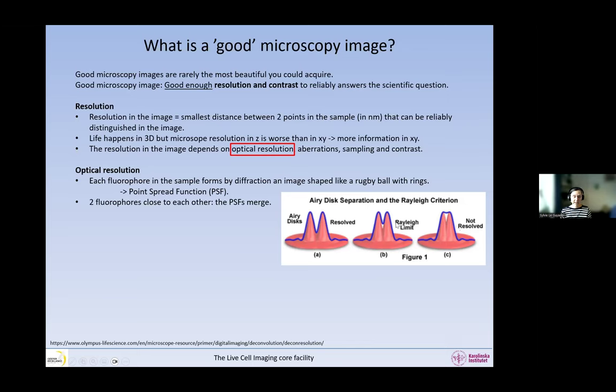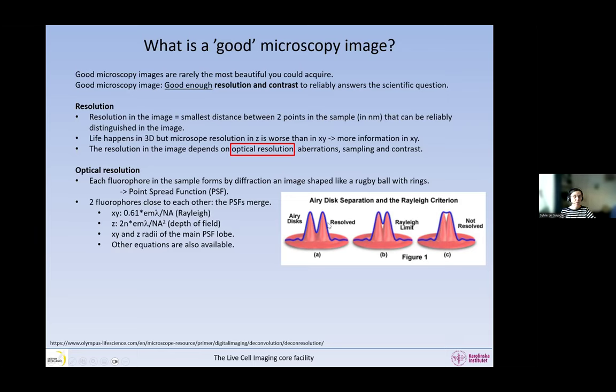And this is the Rayleigh limit that we use, 0.61 lambda divided by NA. Rayleigh said that there must be a 26% dip between the two peaks of the point spread function. That was the way he found it, but many people use it. So 0.61 lambda, emission lambda, divided by NA is the Rayleigh resolution. In Z it is 2 n lambda divided by NA squared, that is the depth of field of the objective, and n is the refractive index of the immersion medium of the objective.